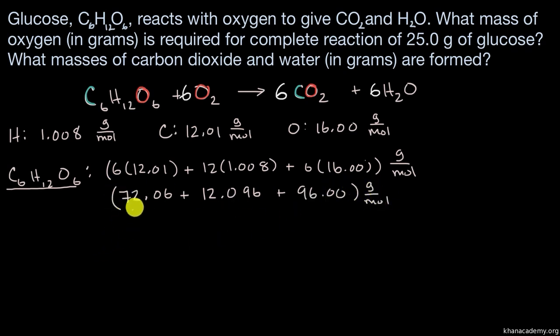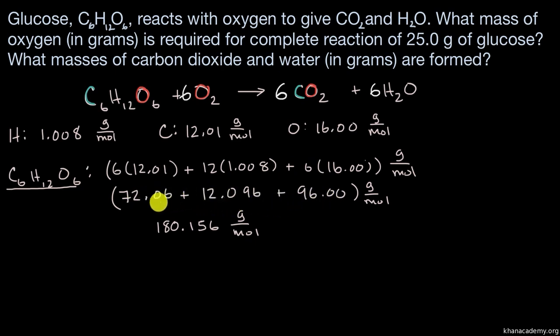And so this is going to be equal to, let's see, 72 plus 12 is 84, plus 96 is 180 point. And let's see, we have 60 thousandths plus 96 thousandths, which would be 156 thousandths. So 180.156 grams per mole. Let me make sure I got the significant figures right. The 6, the 12, and 6 are pure numbers. So I'm still good with this.